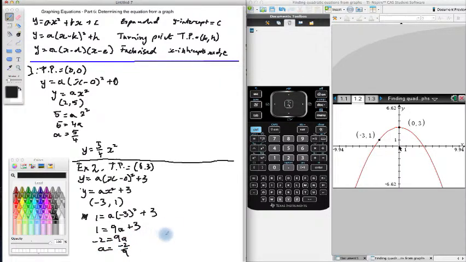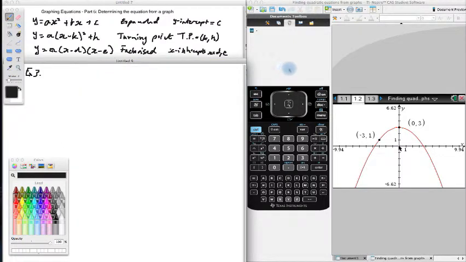Now we're ready to write our equation, going back to here, but putting a in. So maybe I'll make it really clear what I'm doing. y equals minus 2 on 9 x squared plus 3. So there's that example 2.